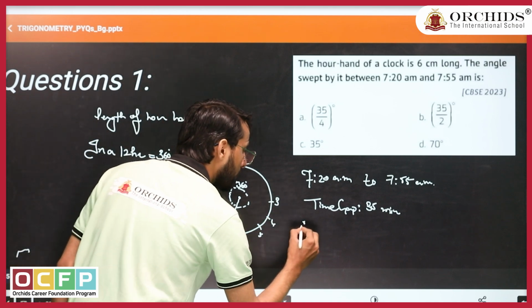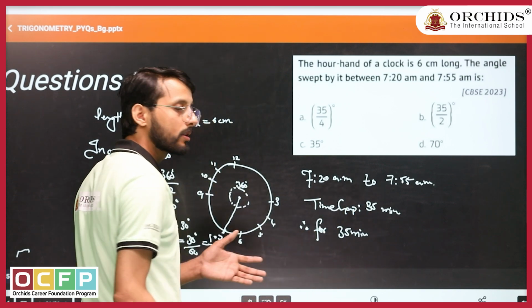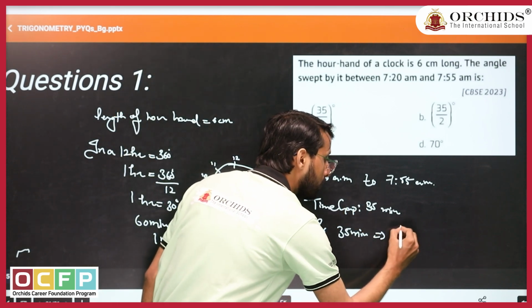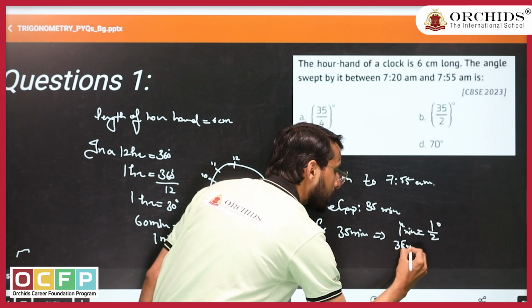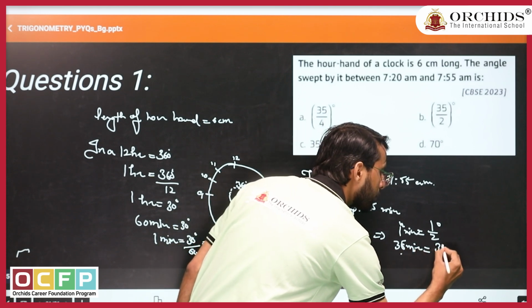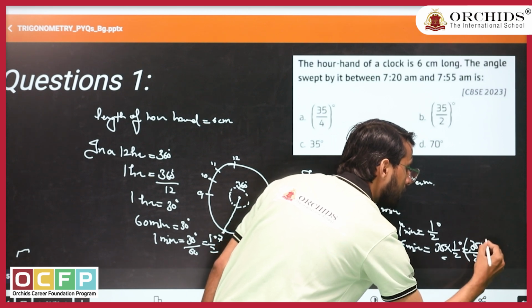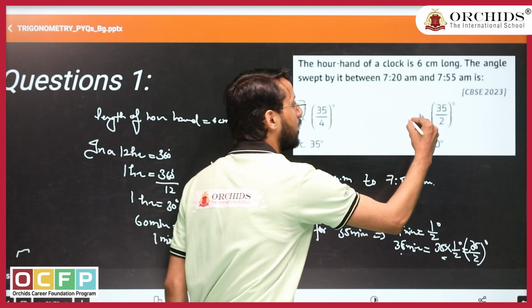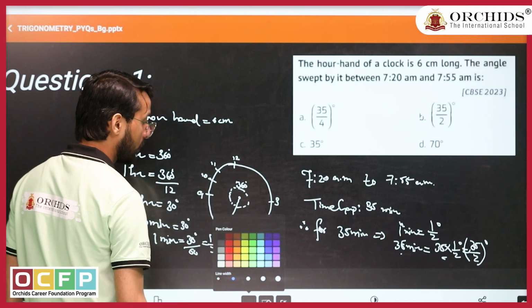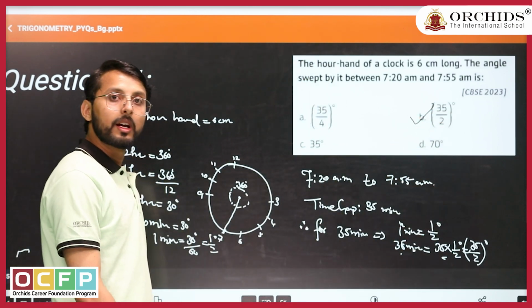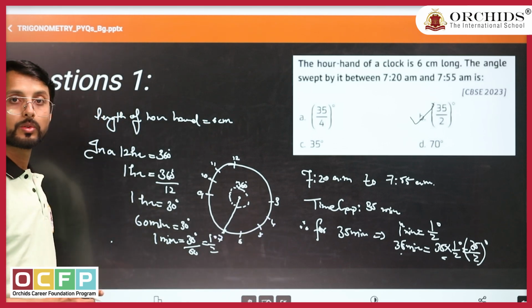Now, for 35 minutes, what are we going to get? You can see, 1 minute change is 1 by 2 degree. So 35 minutes will be 35 cross 1 by 2 degree, which is 35 by 2 degrees. So which option is correct? You can see option B. Option B is correct. So in this we got option B as the correct option. You can write this, and let's go to the second part.